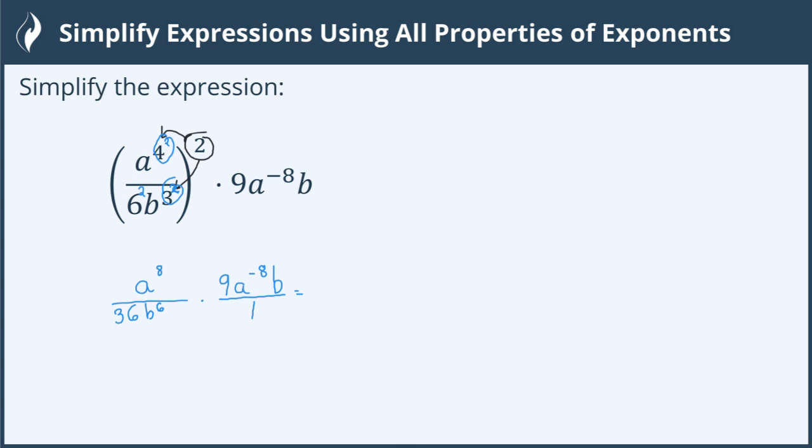When we multiply, we are going to multiply like terms. A to the 8th is a like term with a to the negative 8. The rule for multiplication says we add the exponents. 8 plus negative 8 is 0. That is a to the 0. That actually just goes away.